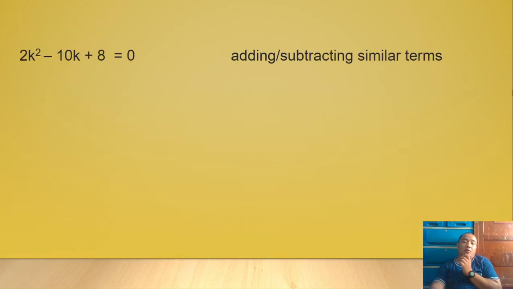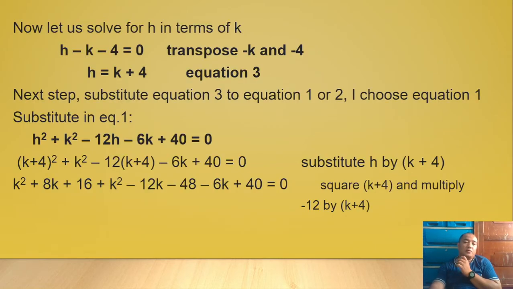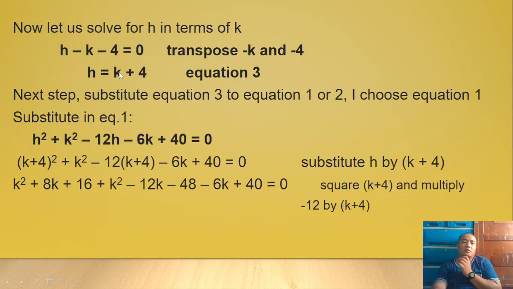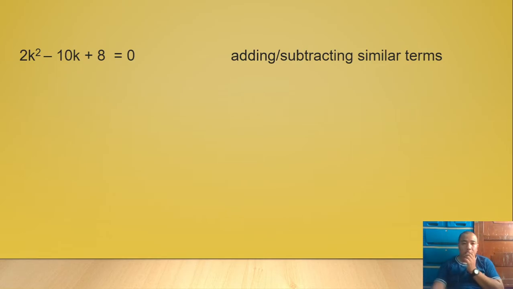And then after that, add or subtract similar terms. So k squared plus k squared, 2k squared. 8k minus 12k minus 6k, negative 10k. Tapos yung constant 16 plus 40. Wait. I mean 16 minus 48 plus 40. So yun, positive 8 equals 0.